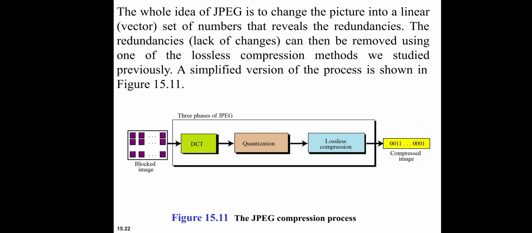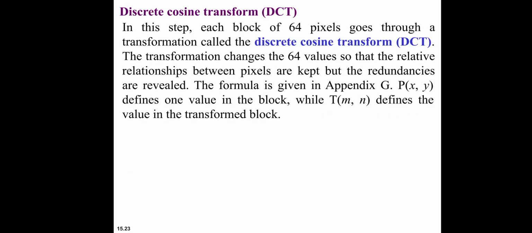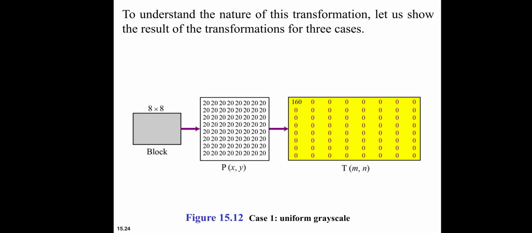We are giving the block image to the discrete cosine transformation. Then we are going to quantize the information. Then lossless compression. After that, the compressed image will be obtained. In this discrete cosine transform, the transformation changes the values of the pixels so that the repeated redundancies will be reduced. So how is it done?